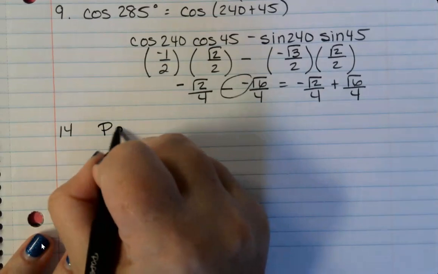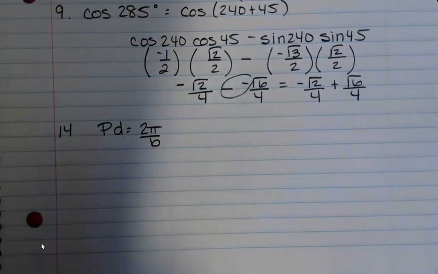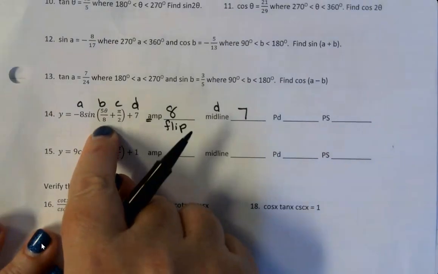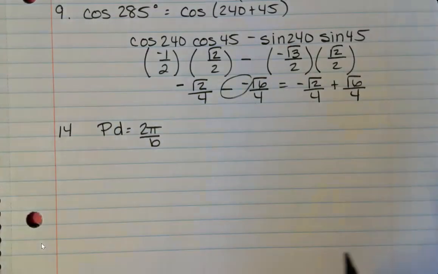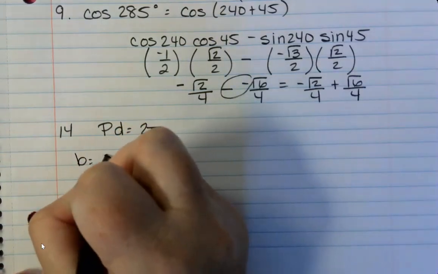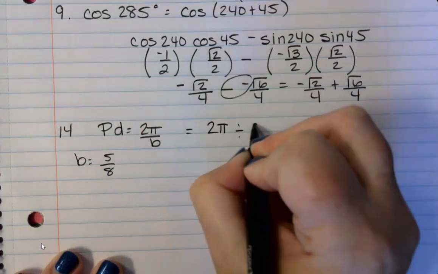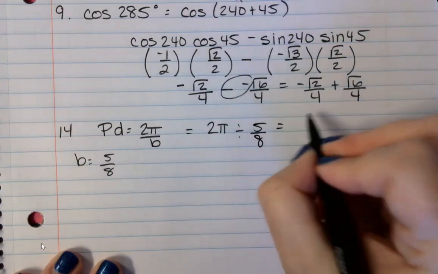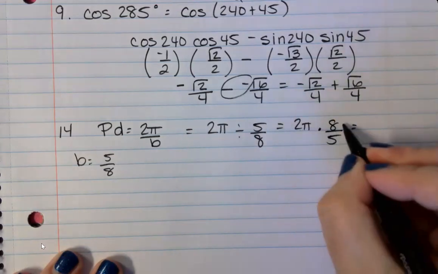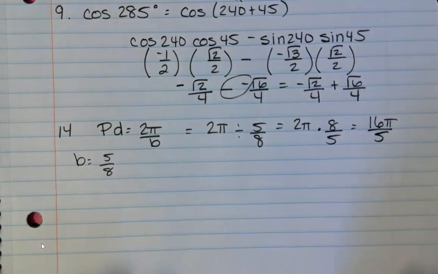Formula for period is 2 pi over B. Our B is, remember, we're not going to pick up a theta, it's just going to be 5 over 8. So B is 5 over 8. I'm going to write it like this. Keep, change, and flip. 16 pi over 5 is your period.